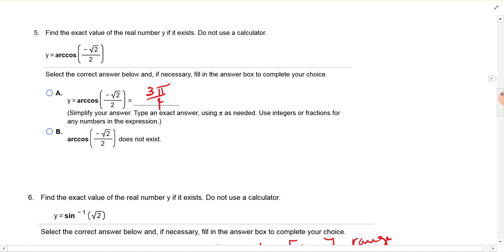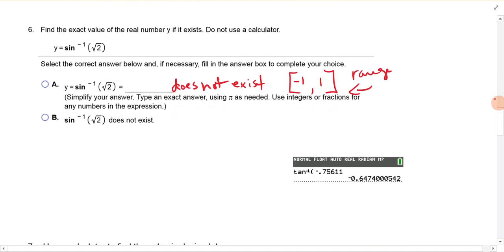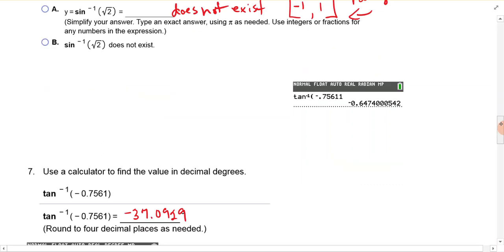So you have to think about a few things when doing these. Inverse sine of the square root of 2, meaning what angle has a sine of square root of 2? Well, square root of 2 is a value more than 1, and so it does not exist. Its range is -1 to 1. So keep that one in mind.